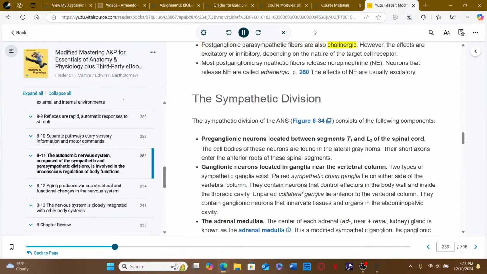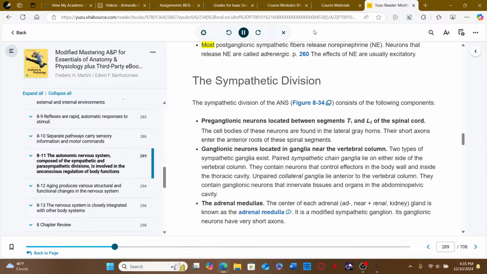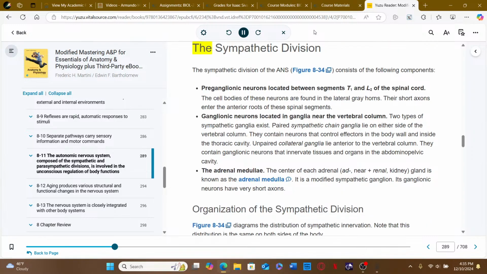Postganglionic parasympathetic fibers are also cholinergic. However, the effects are excitatory or inhibitory, depending on the nature of the target cell receptor. Most postganglionic sympathetic fibers release norepinephrine, NE. Neurons that release NE are called adrenergic. The effects of NE are usually excitatory.